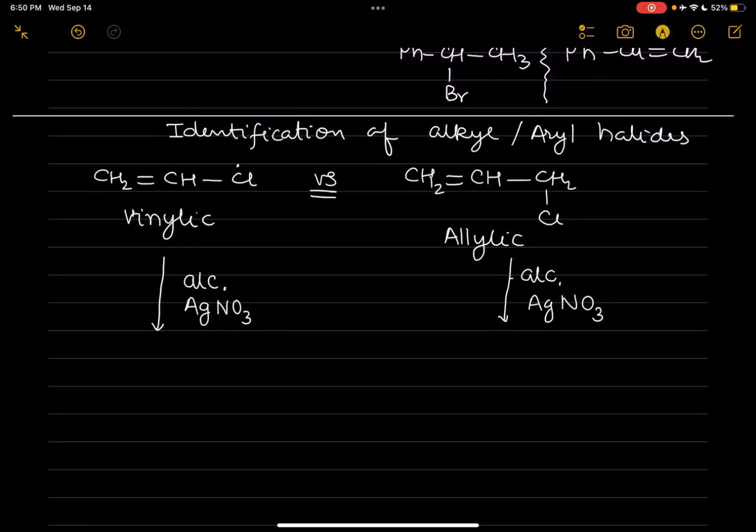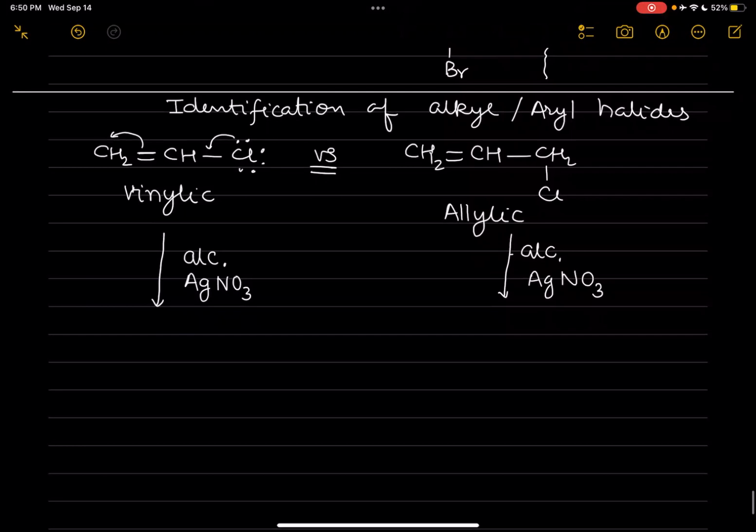here the key thing is, the Cl is not going to come out. Why? Because there is a double bond and the lone pair electrons of the Cl get involved in resonance with the adjacent double bond. And the Cl is more strongly held by the molecule. Okay. So Cl will not come out.